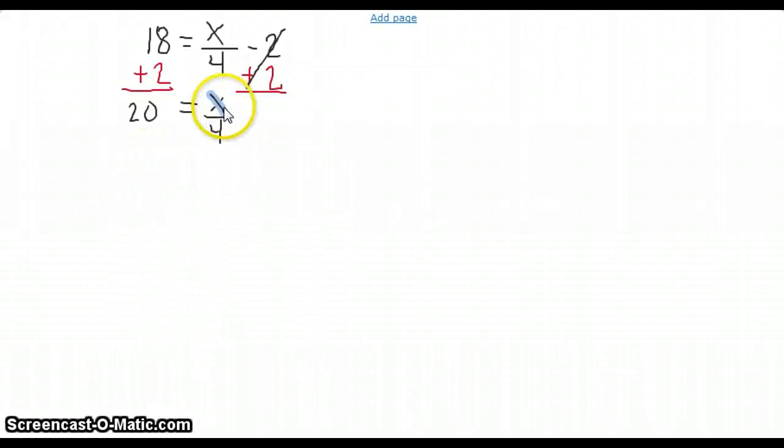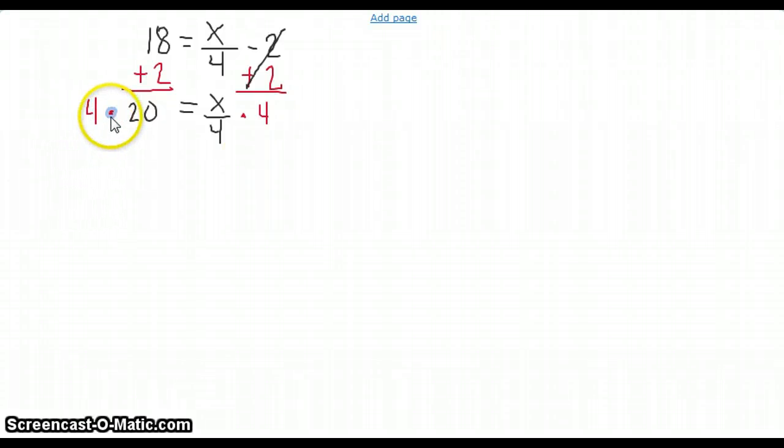So looking at this, getting that x by itself, we know that this can be read as x divided by 4. And the opposite of dividing by 4 would be to multiply both sides by 4. So we're just going to come in here and multiply by 4 and multiply by 4.